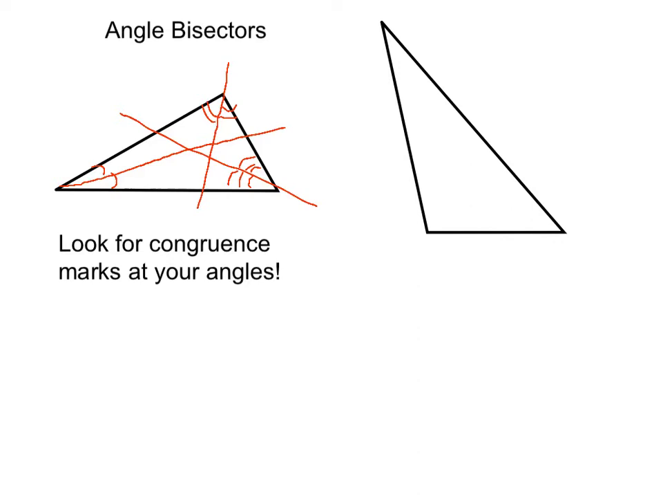Okay, so let's do another example here. Again, you see, now that I've drawn those in, I have my congruency marks at my angles. Now, all of those intersect, or should intersect if I did this properly, at a single point, which is going to be called your incenter. So angle bisector goes with your incenter.